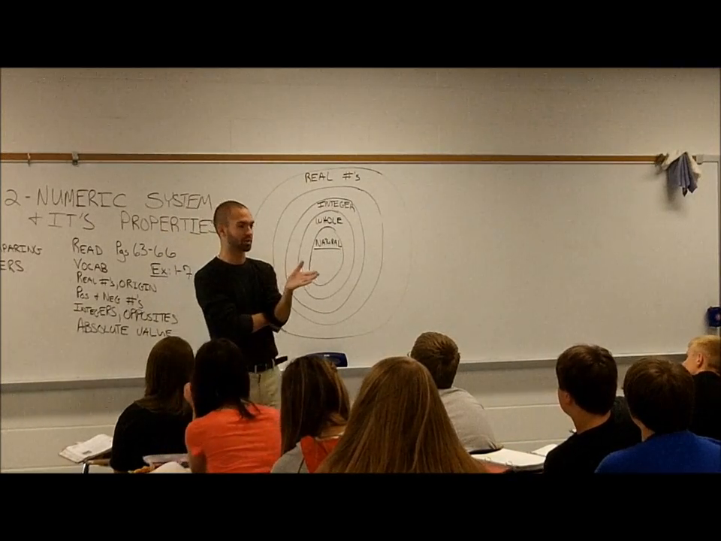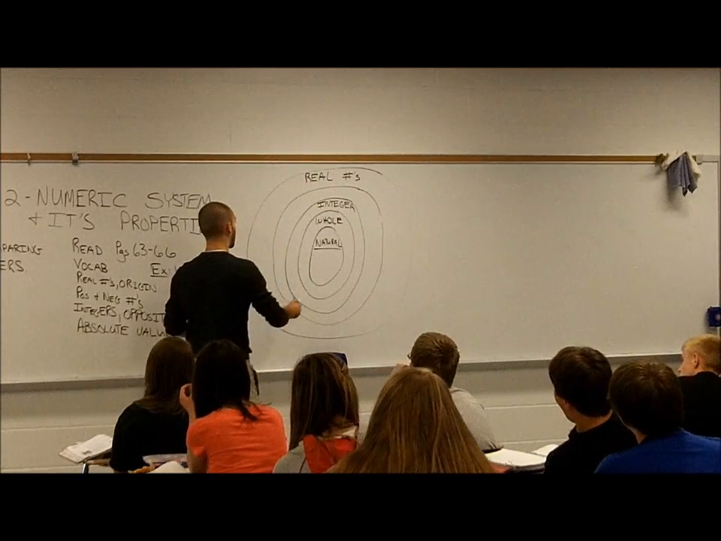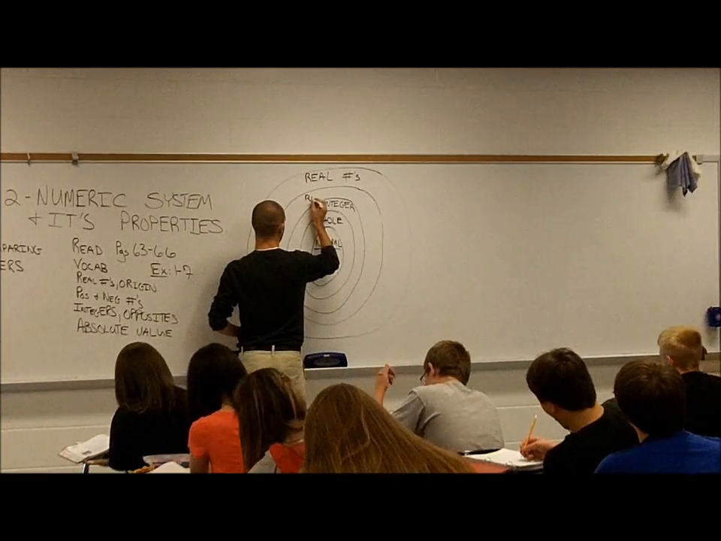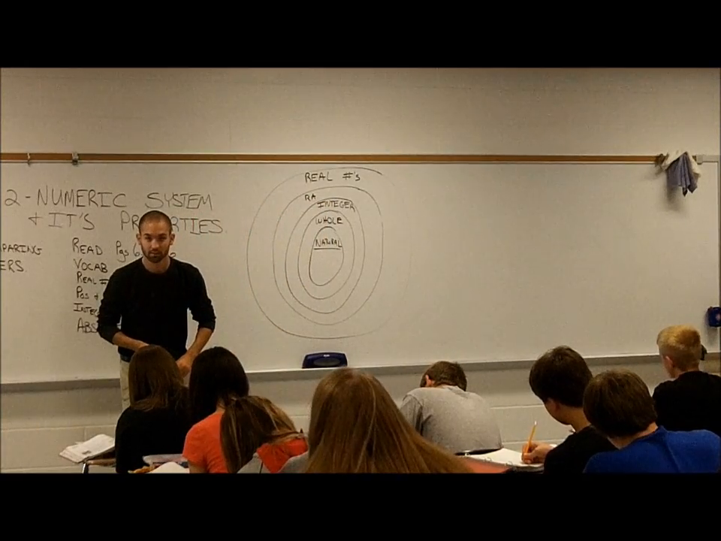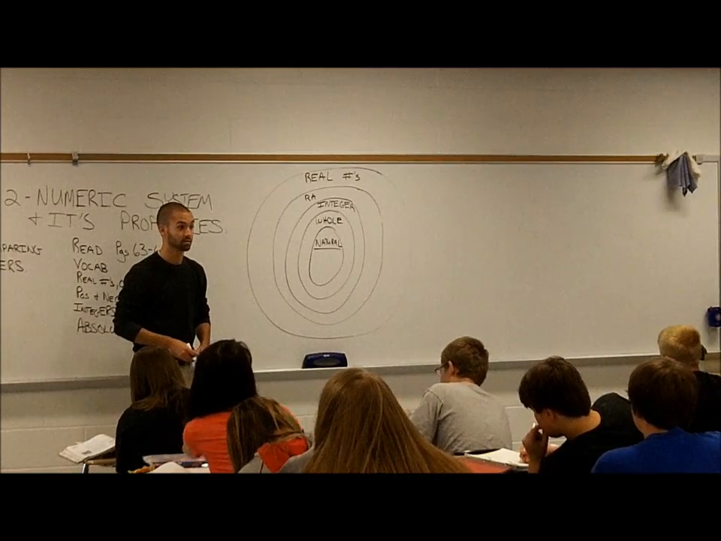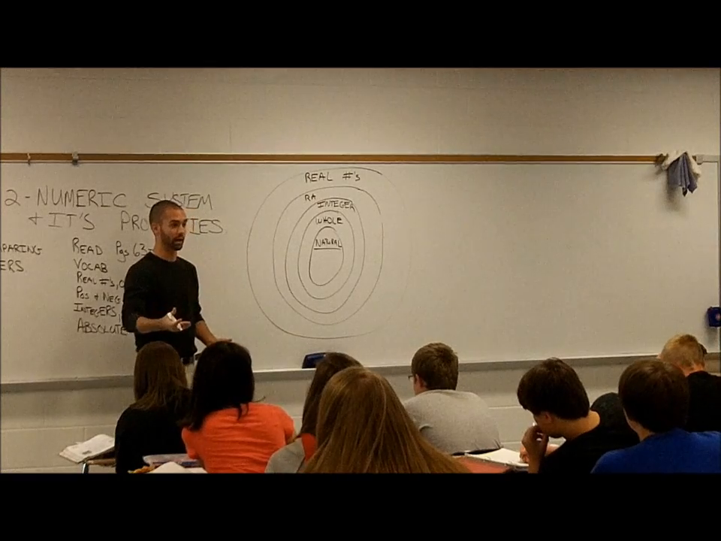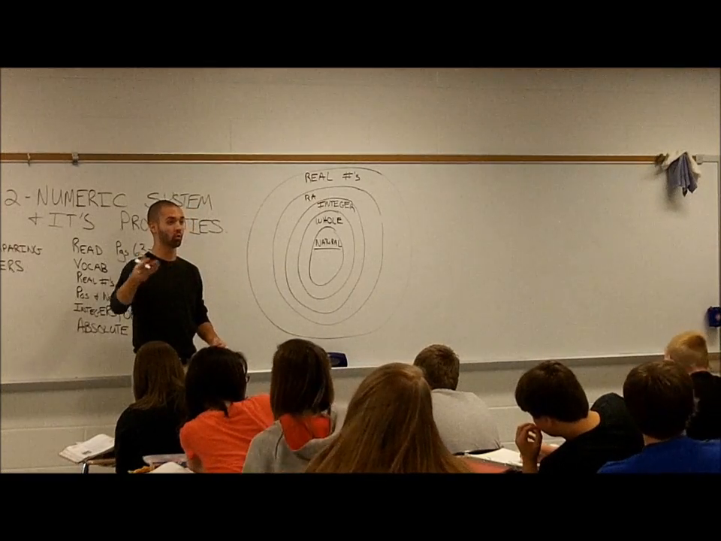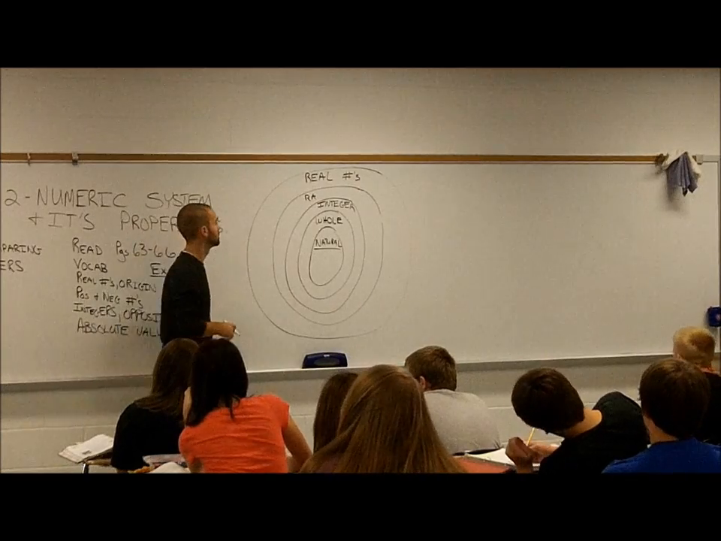Because some decimal values can be written as a fraction, correct? We call those rational numbers. Can you write negative 2 as a fraction? How do you write negative 2 as a fraction? Negative 2 over 1, right? You can write any whole number as a fraction. You just write it over 1. Okay?